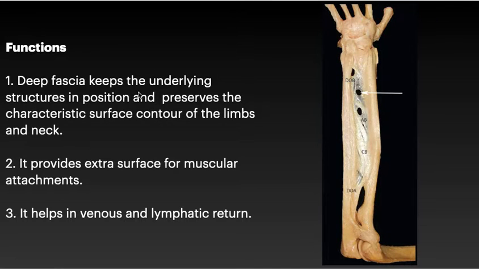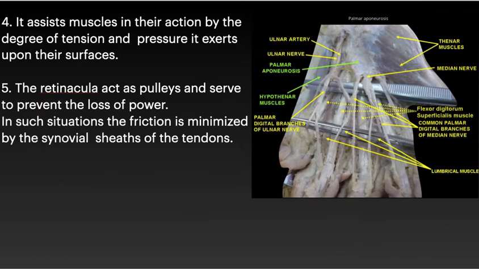Functions: the deep fascia helps in keeping the underlying structures in position and preserves the characteristic surface contour of the limb and the neck. It provides extra surface for muscular attachments and is helpful in venous and lymphatic return. It also assists in their action by the degree of tension and pressure it exerts upon the surfaces.